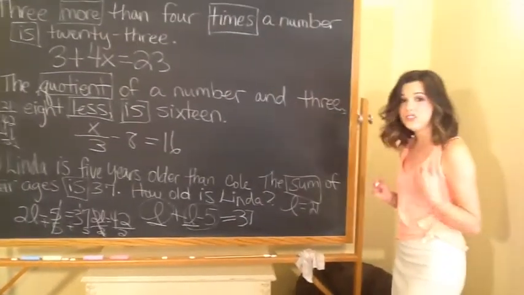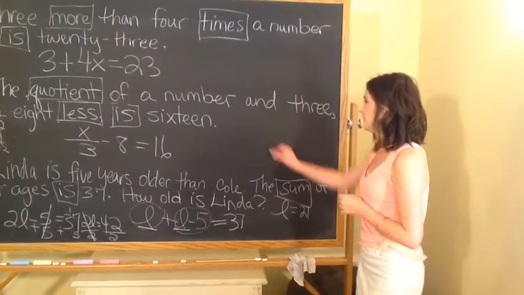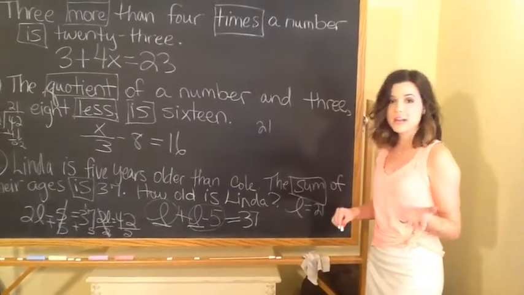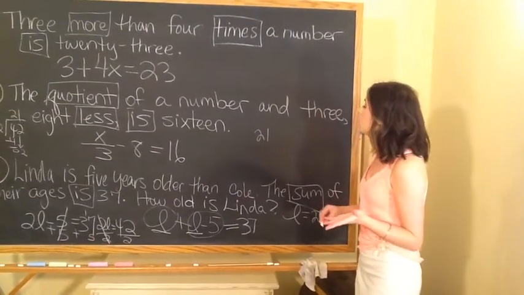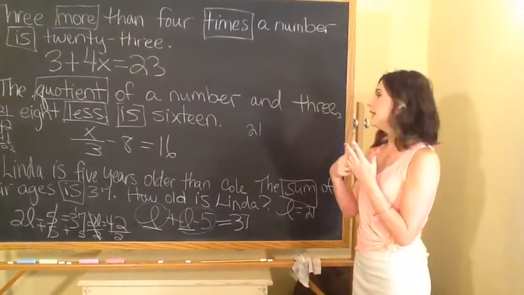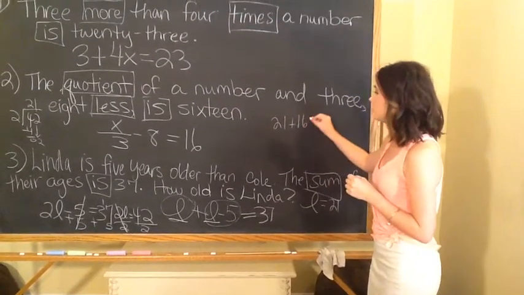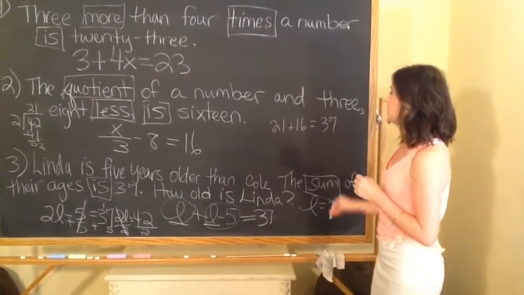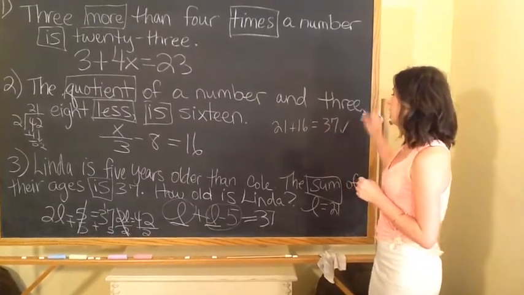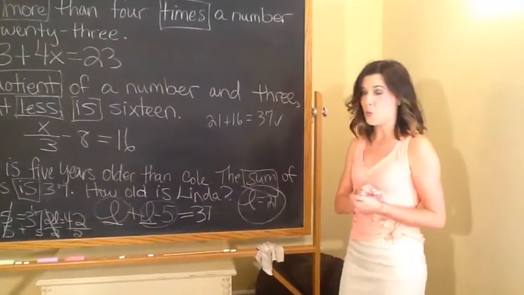Now let's go ahead and check ourselves. It says that Linda is 21, and that her brother is 5 years younger. So if you take away 5 from 21, we have 21, 20, 19, 18, 17, 16. So 21 plus 16 should give us 37. Does it? Let's see. 6 plus 1 gives us 7. 2 plus 1 gives us 3. We are right.